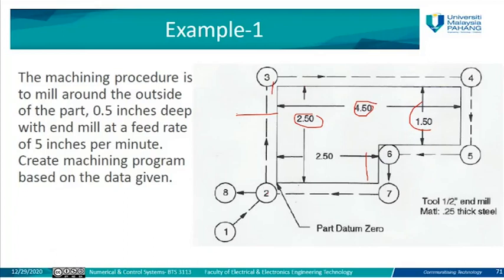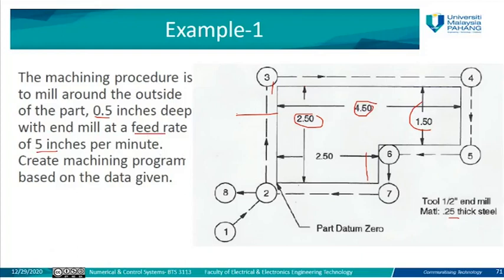The tool that will be used for milling is half the diameter, and the thickness of the workpiece will be 0.2 for the steel. Here is some information which is given: 0.5 inch deep. This is the depth of the cut, and here we have 5 inches per minute, which is the feed rate.